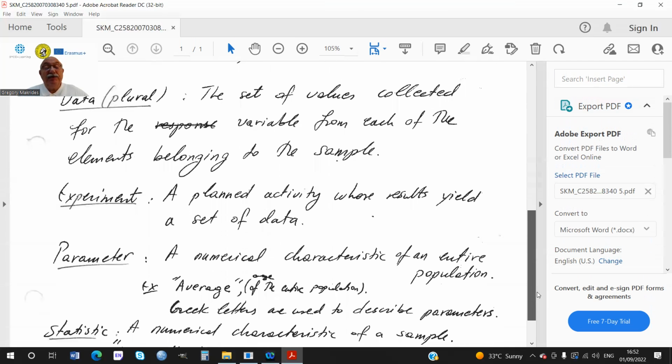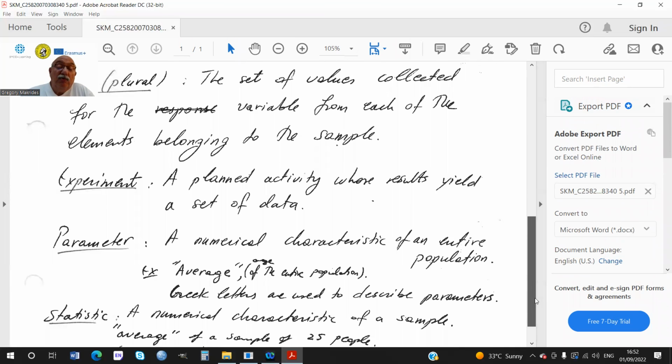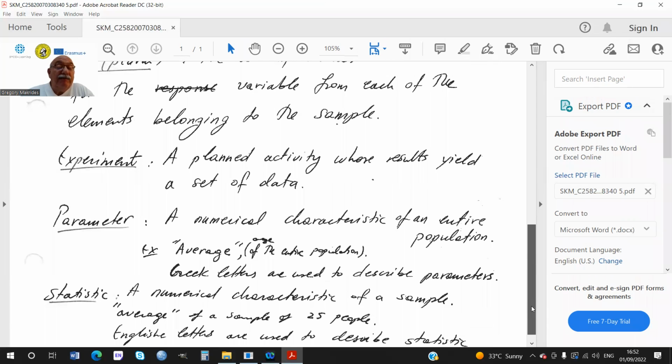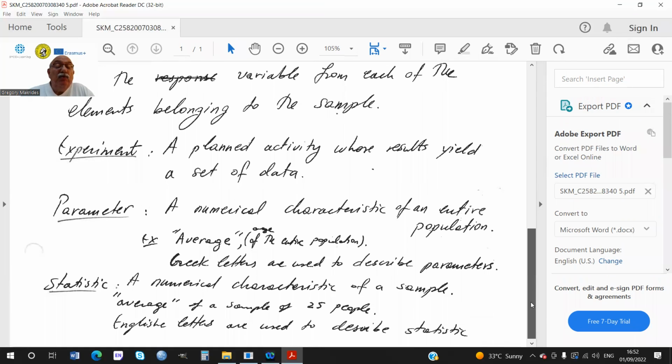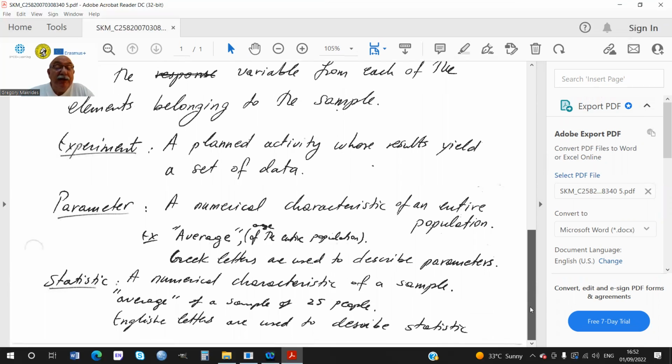The word experiment means a planned activity. We know what an experiment is. Whenever you do an experiment, you measure things, you collect data, and then you are producing statistical data that you are able to analyze.